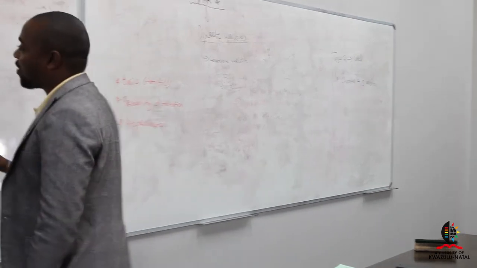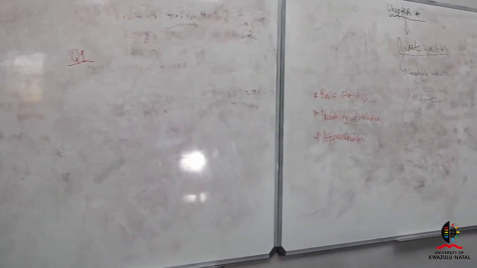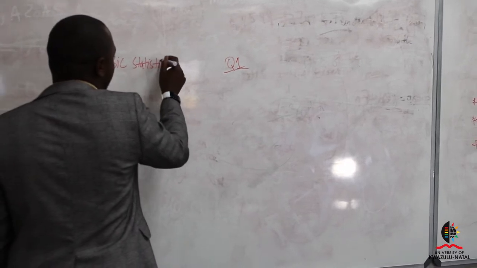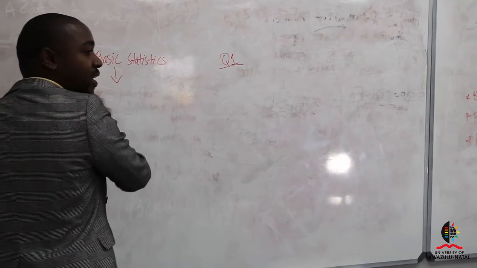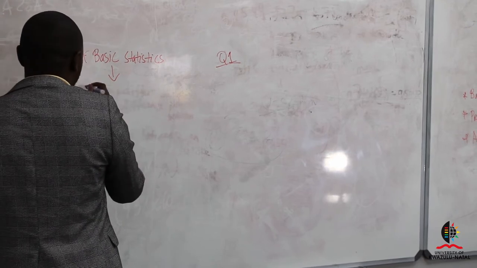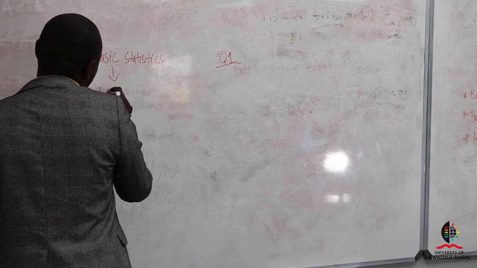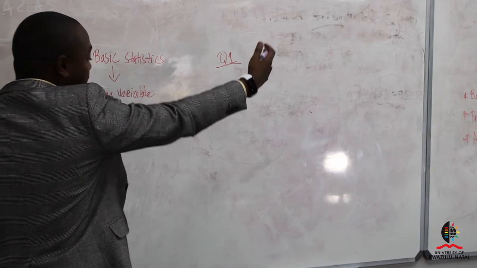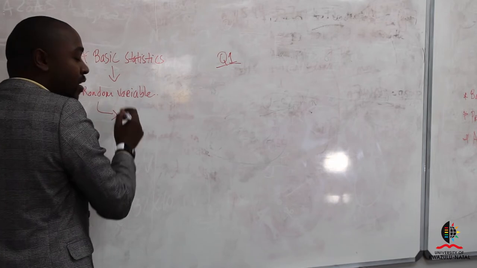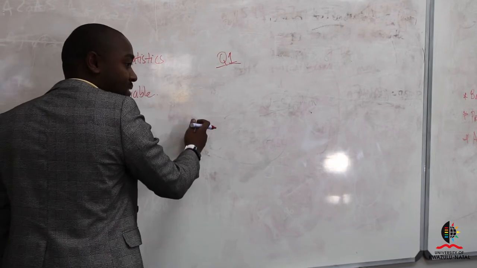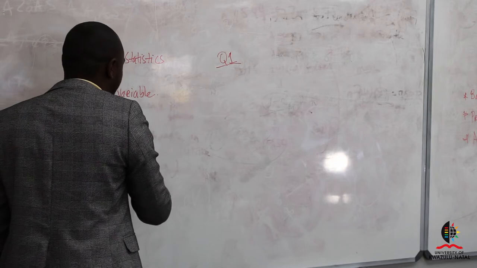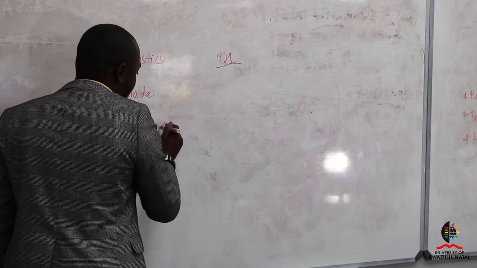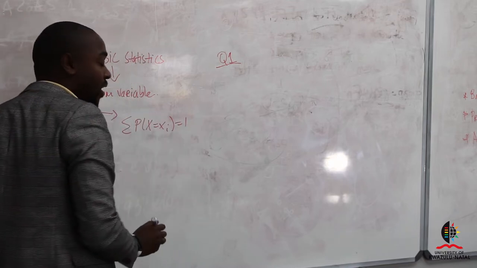Okay, let me give you a background of what's happening under basic statistics. If something is referred to as basic statistics, this is where you're given random variables, which obviously are countable, are discrete. And under these random variables, you're being told about probabilities, right? These probabilities must sum up to 1, right? The probability of xi must sum up to 1, right?